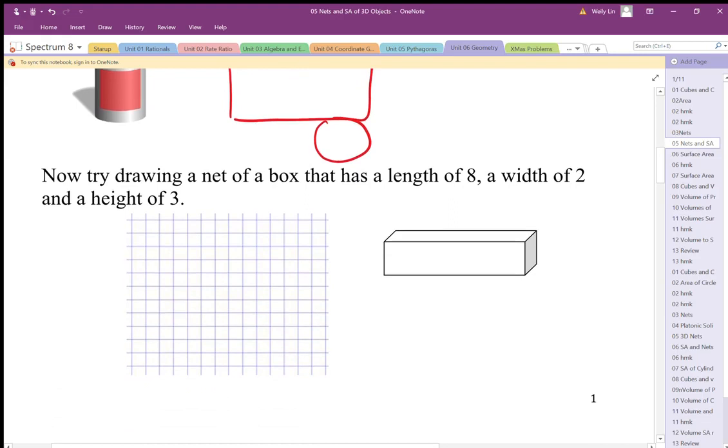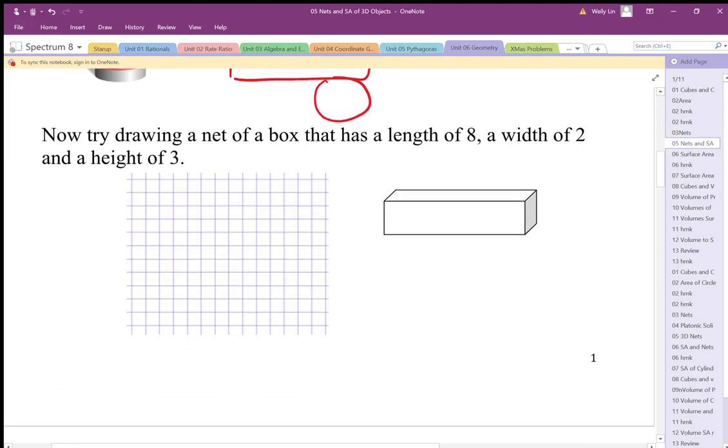Okay, for a rectangular block, we have to first establish how many faces it has. Okay, so this has 6 faces or 6 surfaces. For this one here, I want you to use the grid squares to figure out the length, width and height. Okay, so I'm going to draw my surface here. I've got a width of 2 and a length of 8. I think that's 8. 1, 2, 3, 4, 5, 6, 7, 8.